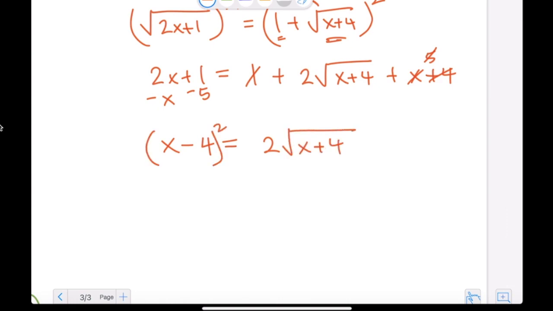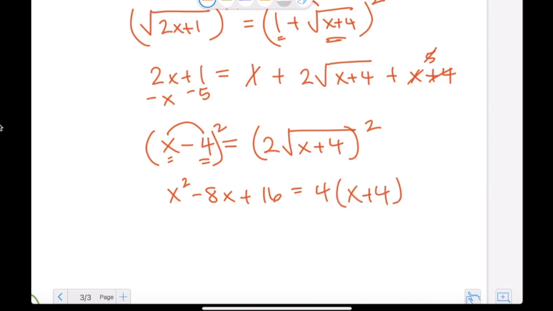Now I'm going to square both sides. At this point, we have x squared, that squared, this times this, so negative 4x doubled, so negative 8x, and then this squared, so plus 16, is equal to 2 squared is 4, and when we square a square root, we get x plus 4.